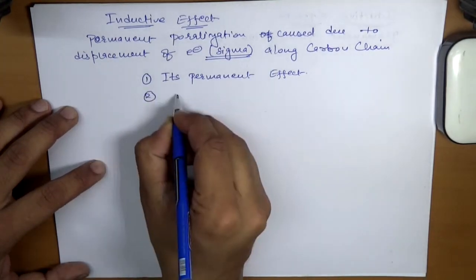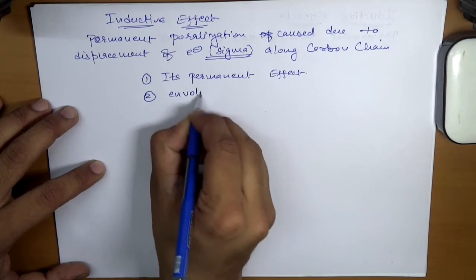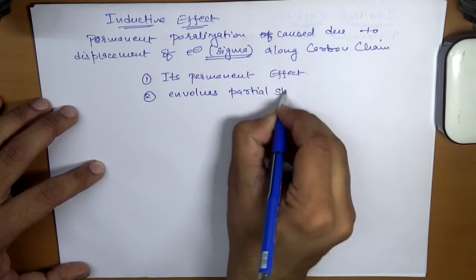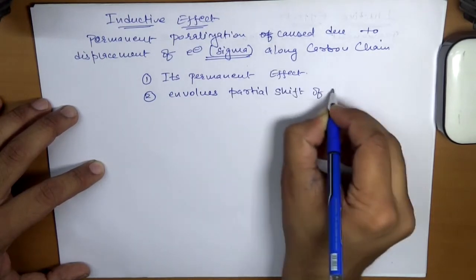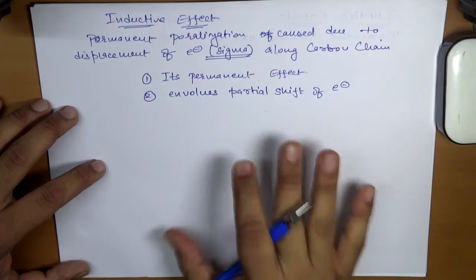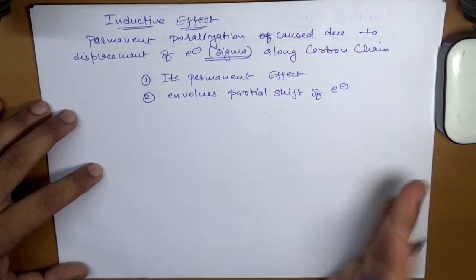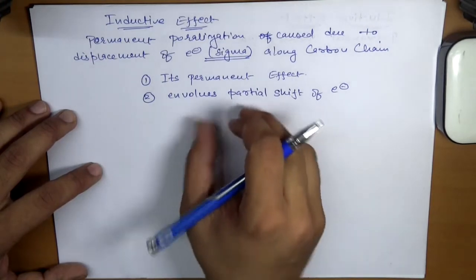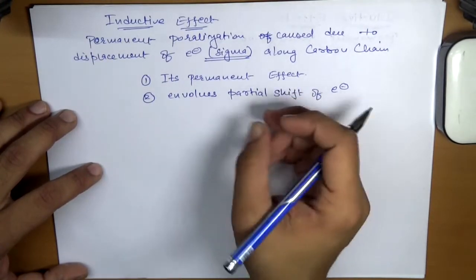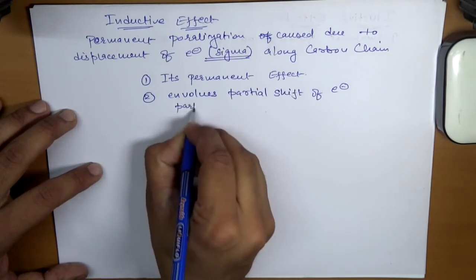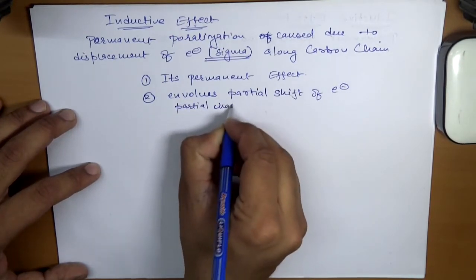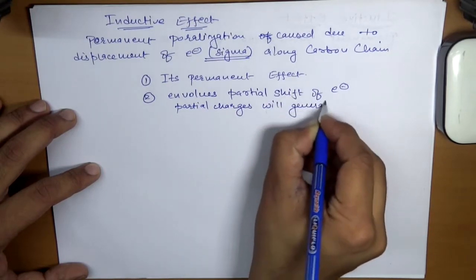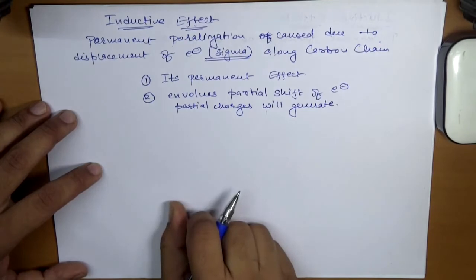Second, it involves a partial shift of electrons. This is not resonance, okay? Resonance causes a permanent or complete shift of electrons. Here there will be a partial shift of electrons, and because of it partial charges will be generated. We will be talking in detail about these things.